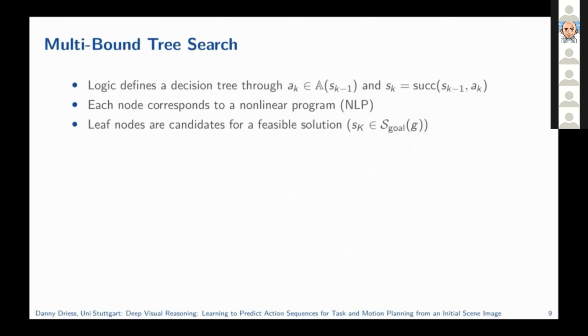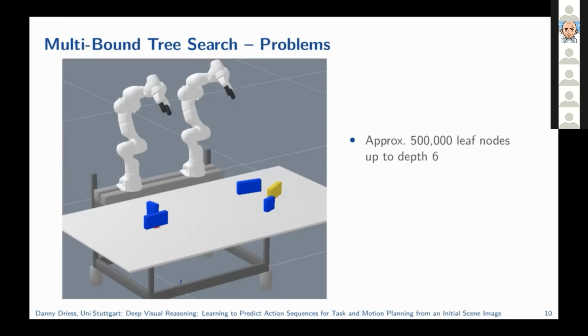Solving an LGP means a tree search over a sequence of actions such that one reaches a leaf node of that decision tree and the corresponding nonlinear trajectory optimization problem is feasible. So far, LGP relied on lower bounds, which are simplified trajectory optimization problems to guide the search. However, if we remember the scene from the beginning, there are about 500,000 leaf nodes here.